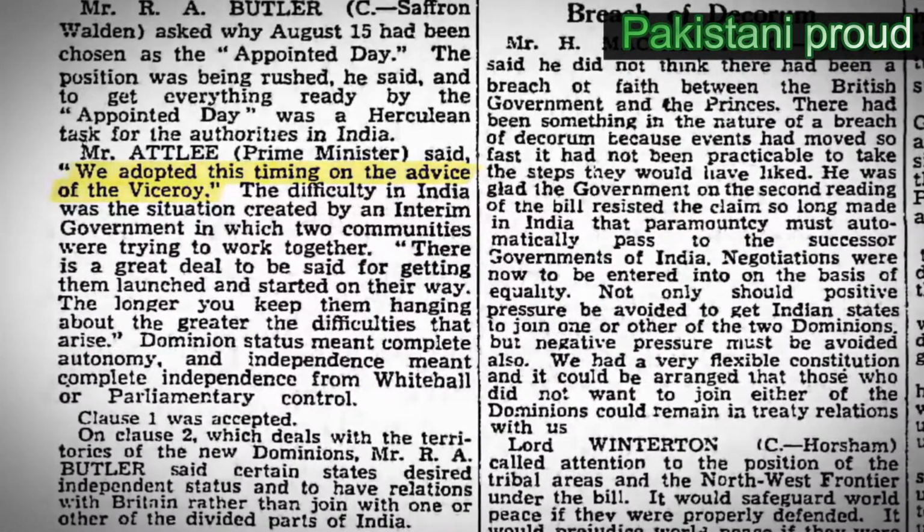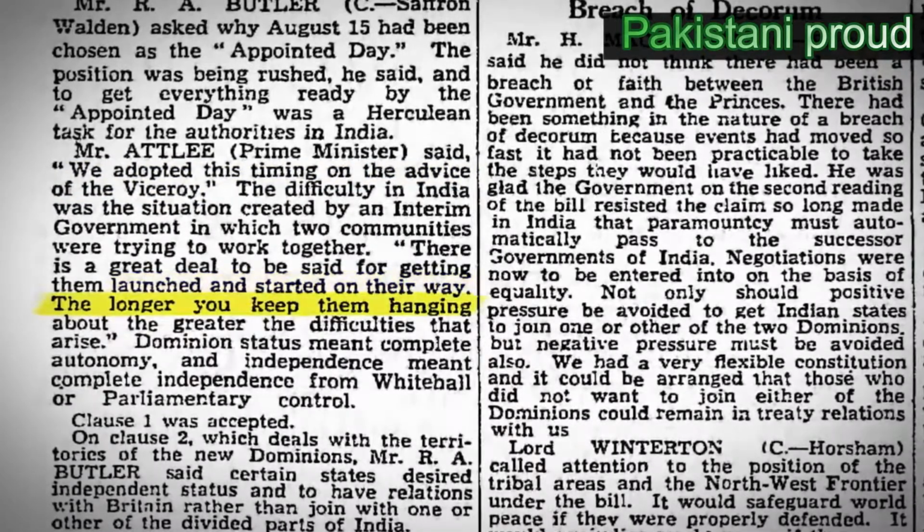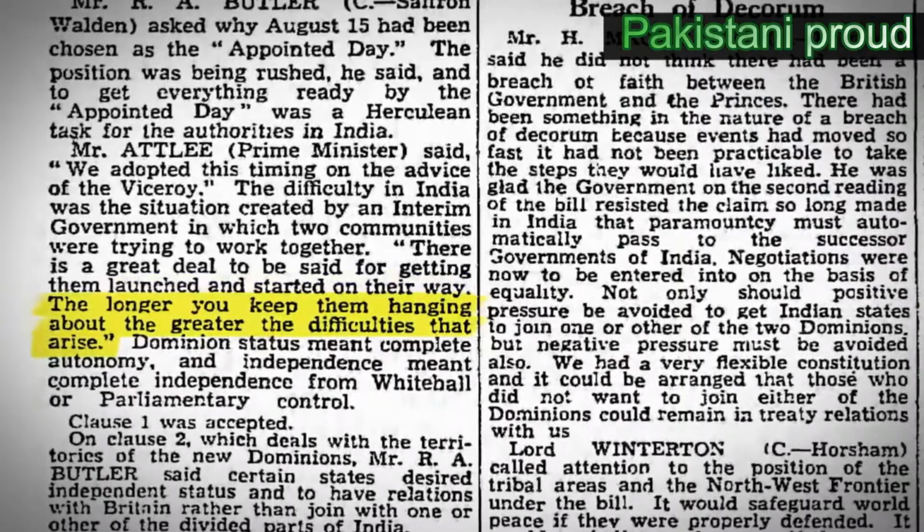They said it was important to get the two countries launched and on their way, because the longer you keep them hanging about, the greater the difficulties that arise.